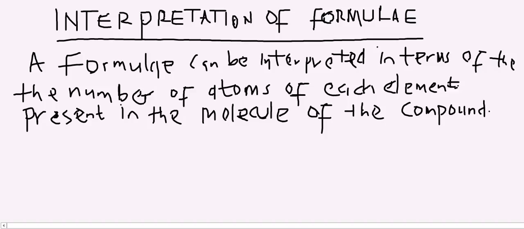We are looking at the interpretation of formulae. We're looking at how a formula can be interpreted. A formula can be interpreted in terms of the number of atoms of each element present in the molecule of the compound. So let's see what we mean by this.